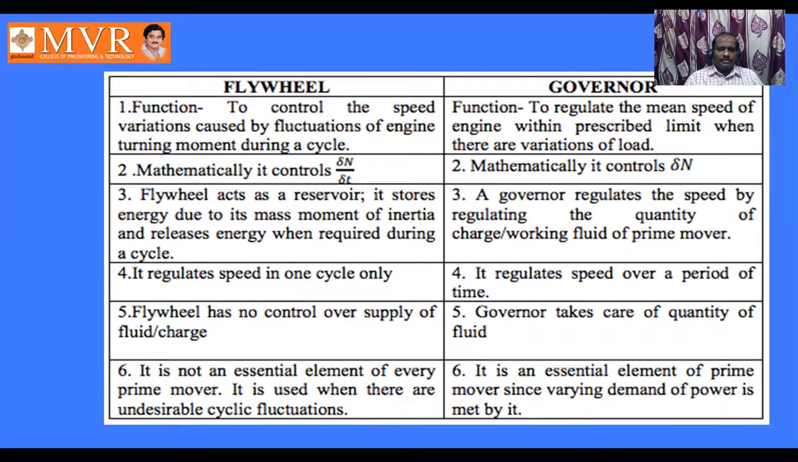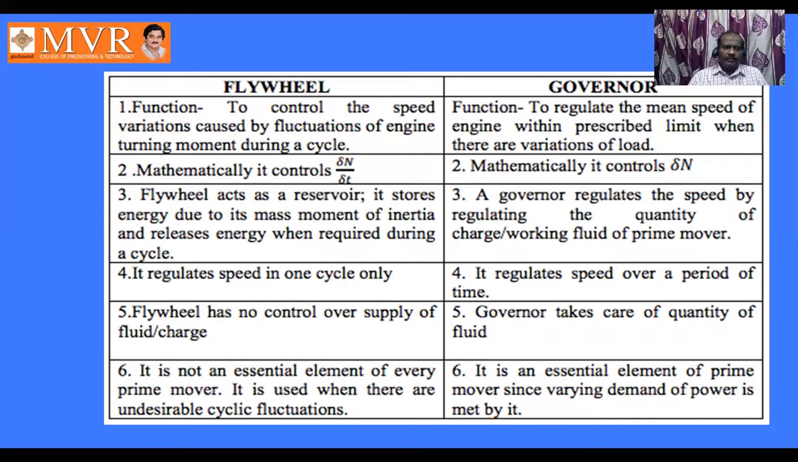Sixth point, the flywheel is not an essential element of every prime mover. It is used when there are undesirable cyclic fluctuations. That means the flywheel is used when there are large fluctuations, then we can use the flywheel to control that. So it is not essential for a prime mover. The governor is an essential element of a prime mover since varying demand of power is met by it. So when there are fluctuations in the load, definitely the speed of the engine is going to fall down, so it has to be controlled. That is the thing to be understood by this governor. So these are the main differences between the flywheel and the governor.